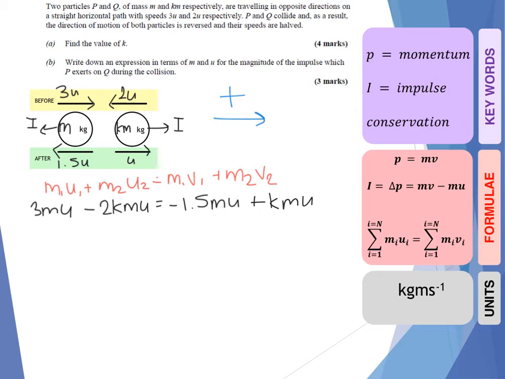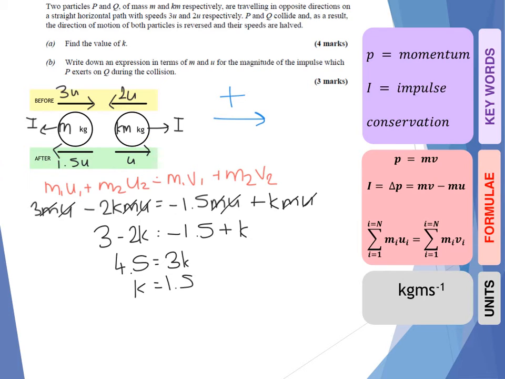We've only got this one equation and we've got 3 unknowns. So either we need more equations or we need to look for a common factor. Thankfully we can find one. We've got m in every term, so they'll all cancel. And we've got u in every term, which will cancel as well. So I'm dividing by m, then dividing by u. Simplifying it to 3 minus 2k equals minus 1.5 plus k, and a little bit of rearranging gives us that 4.5 is equal to 3k, therefore k is equal to 1.5.